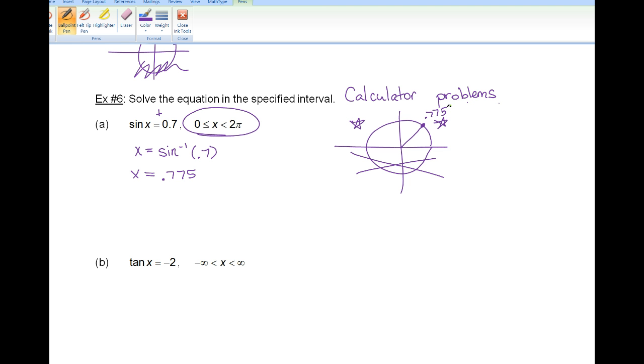I want to find the corresponding angle in quadrant 2. Add 90. Add 90 to 0.775. Try again. 180 minus 44, or pi minus. Right, this is pi. So to find this, I'm going to take pi minus 0.775. So this is basically one answer.